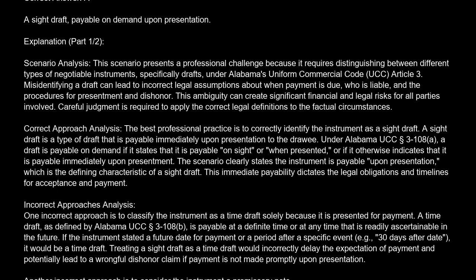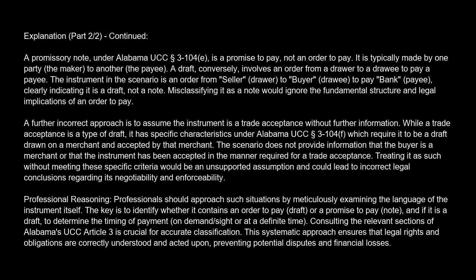Another incorrect approach is to consider the instrument a promissory note. A promissory note, under Alabama UCC Section 3-104(e), is a promise to pay, not an order to pay. It is typically made by one party, the maker, to another, the payee. A draft, conversely, involves an order from a drawer to a drawee to pay a payee. The instrument in the scenario is an order from seller, drawer, to buyer, drawee, to pay bank, payee, clearly indicating it is a draft, not a note. Misclassifying it as a note would ignore the fundamental structure and legal implications of an order to pay.